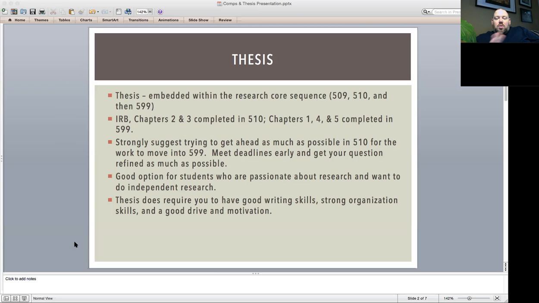For qualitative, if you're doing interviews or focus groups, again, part of it is going to be dependent upon, you're going to need to set up all those interviews and or a focus group.